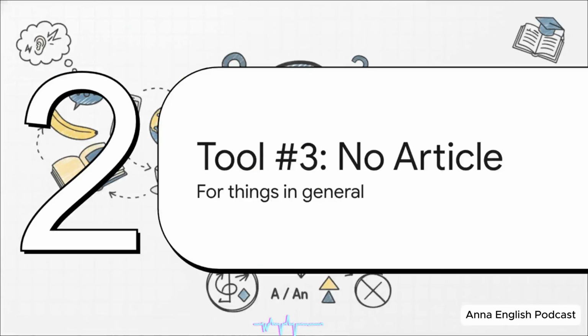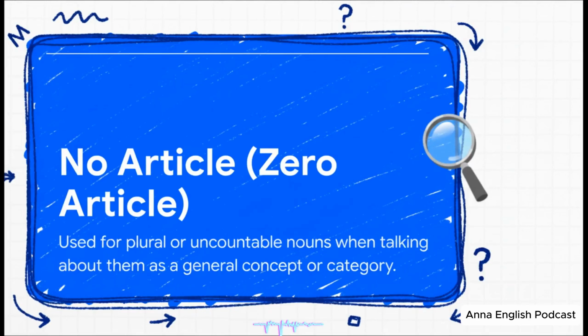Okay, on to our third and final tool. And this one is kind of tricky because sometimes the best article is no article at all. That's right, sometimes you use nothing. This is what we do when we're talking about things in the most general, broadest way possible. We call this the zero article, and we use it when we're talking about plural things as a whole category, or stuff you just can't count, like big ideas or liquids or subjects. We're not talking about one specific thing or even a specific group of things. We're talking about the whole entire concept.